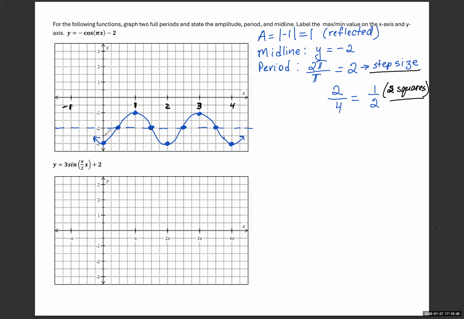And there you go. That is the graph of that function, graphed without the use of a graphing calculator. Let's go ahead and look at the sine function. This is 3 sine of pi over 2x plus 2.